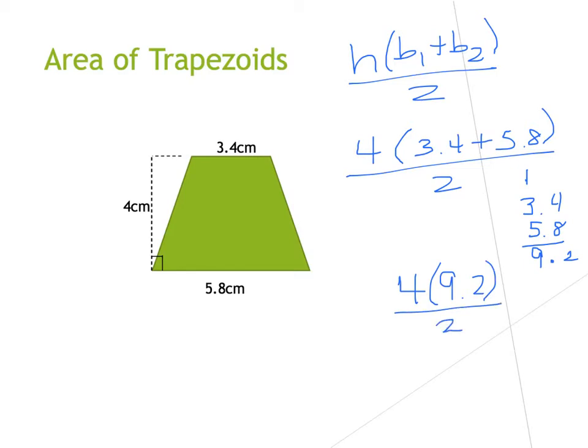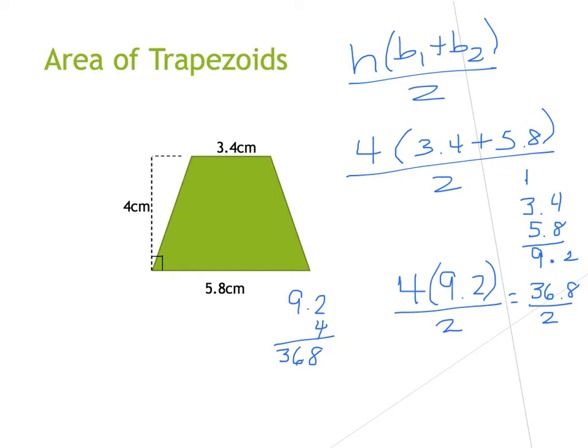divided by 2. All right, and then if I did 4 times 9.2, 4 times 9 is going to give me 36. And I have one number behind the decimal, so it's going to be 36.8 divided by 2.